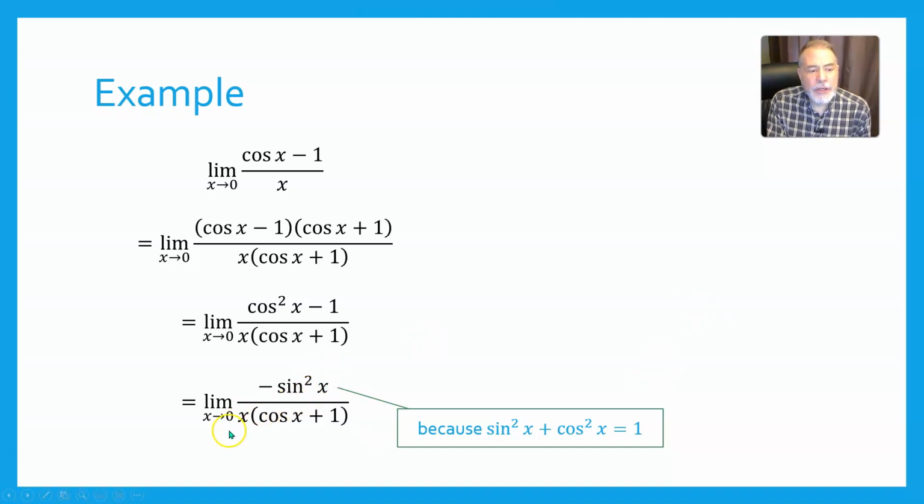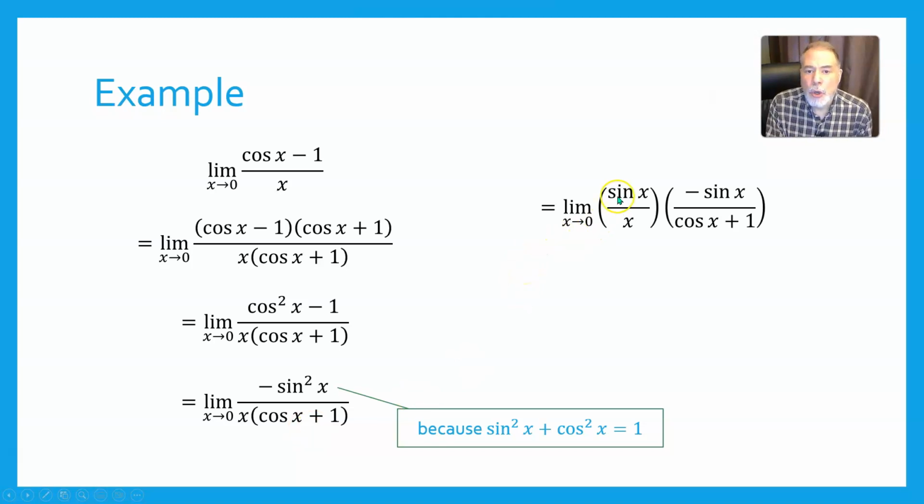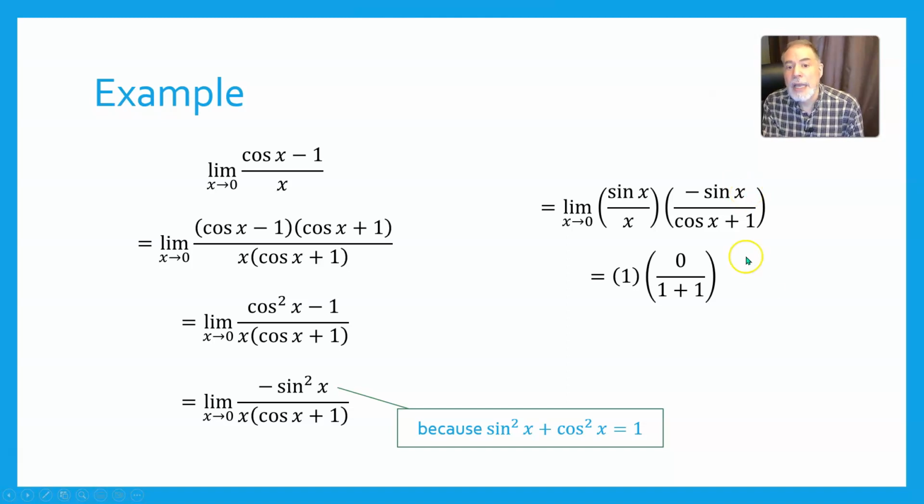And now that I'm looking at the limit as x approaches 0 of negative sine squared of x over x times cosine x plus 1, I can separate that out into, okay, we pull out a sine x on top and an x on the bottom, and then what's left is a negative sine x on top and a cosine x plus 1 on the bottom. So the sine x over x, the limit is 1. Negative sine x over cosine x plus 1, if you let x approach 0, the numerator approaches negative sine of 0, which is 0. The denominator approaches cosine of 0 plus 1, which is 1 plus 1, or 2. And so the limit of the whole thing is a 1 here times a 0 here, which is 0.